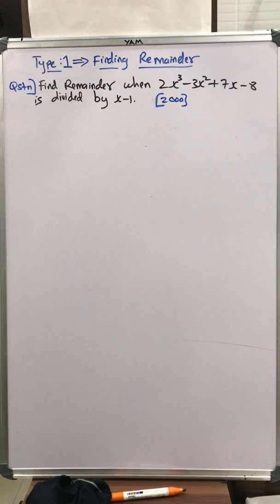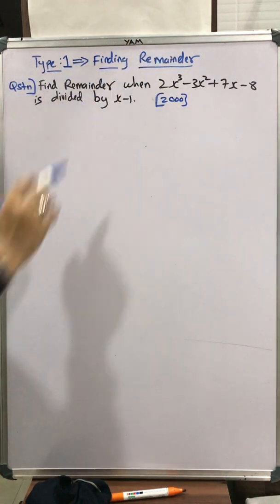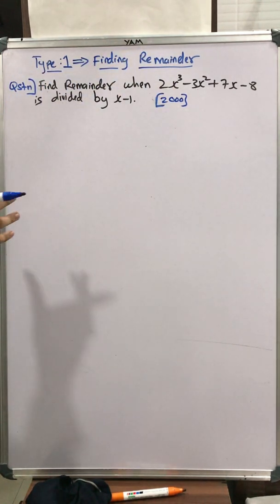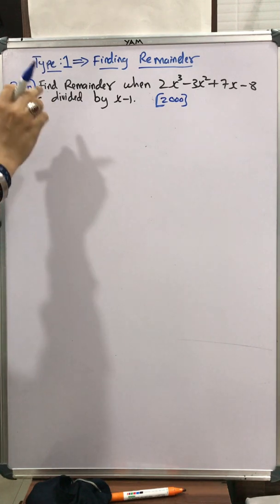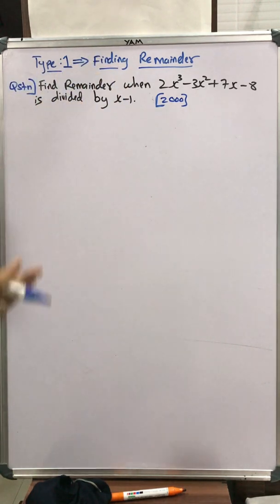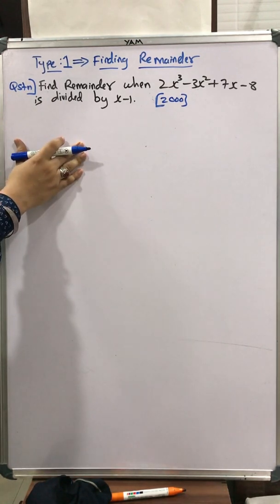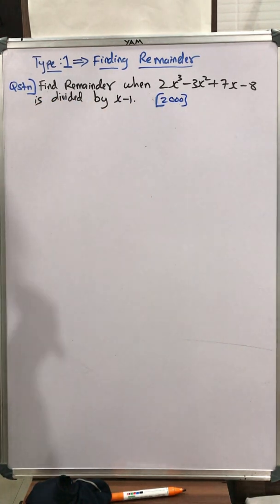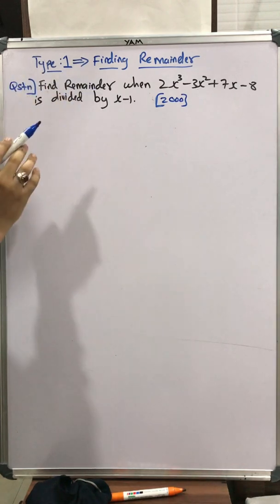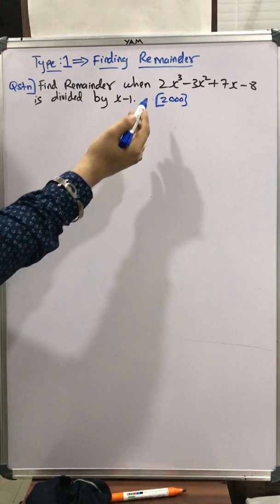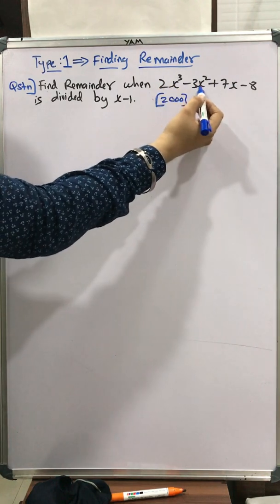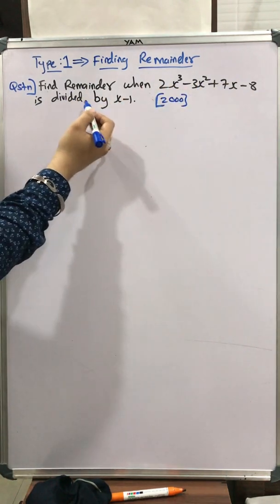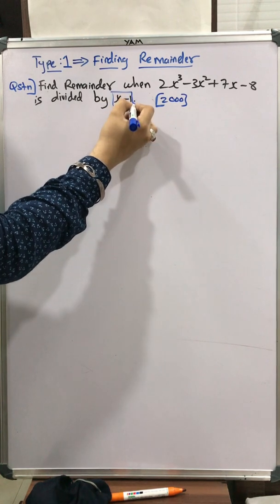The first question on the board, students, I'll categorize this as type 1, just finding remainder. Such short questions are now not asked in the board exams, but just to start with, to build a concept, I took this question. This question was asked in the 2000 board exam paper, ICSE. Find the remainder when this polynomial 2x cube minus 3x square plus 7x minus 8 is divided by x minus 1.